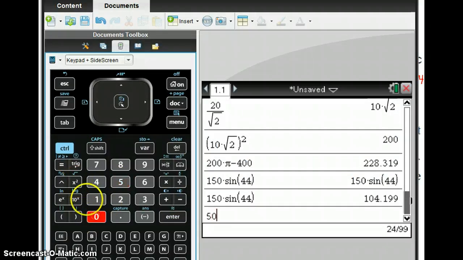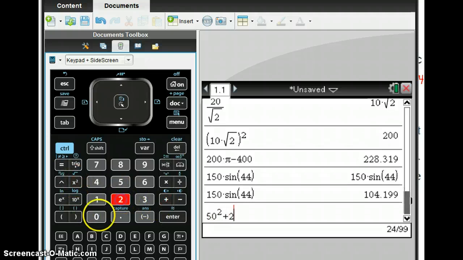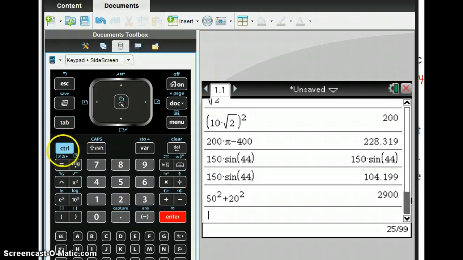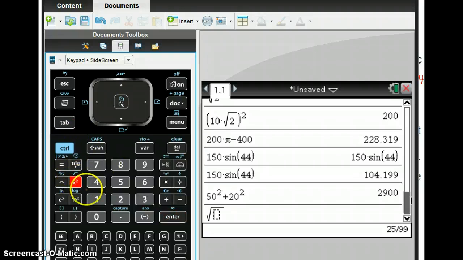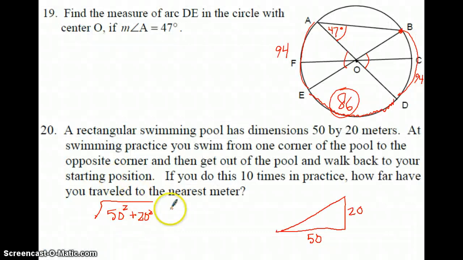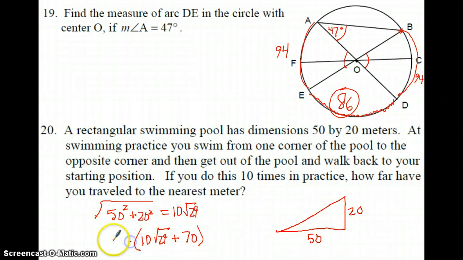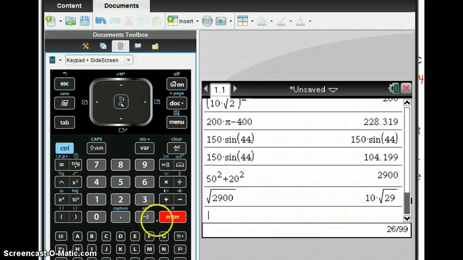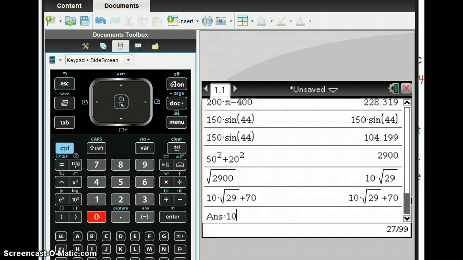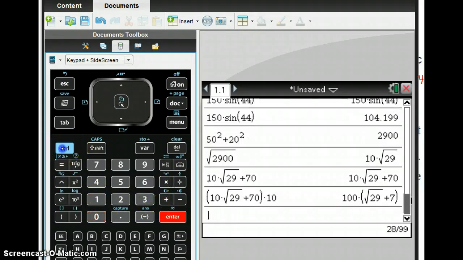It's this far, which I can do on the calculator. 50 squared plus 20 squared is 2900. The square root of that answer is 10 times square root of 29. So I have 10 square root of 29 plus 70, that's like the walking, and I take all that times 10.